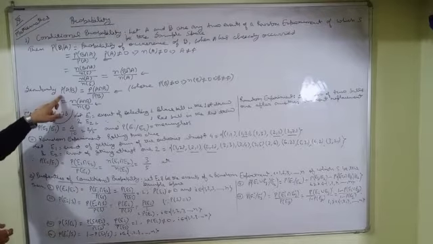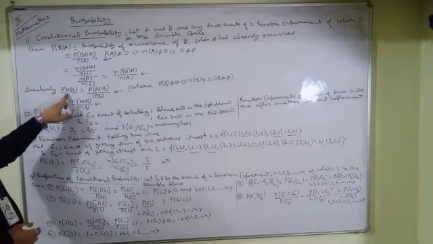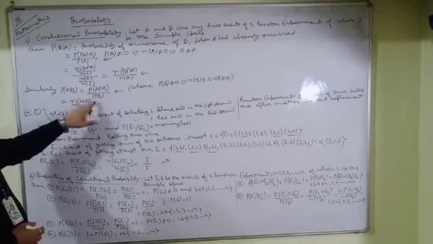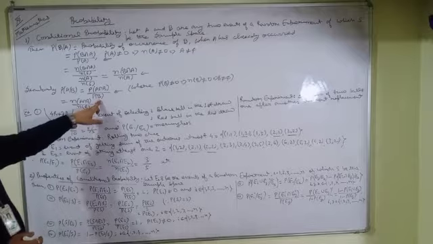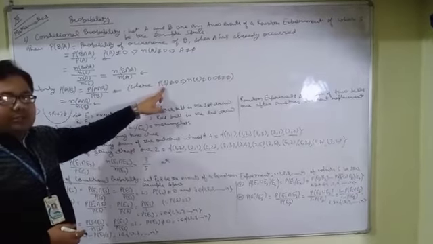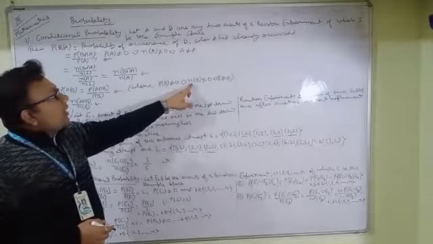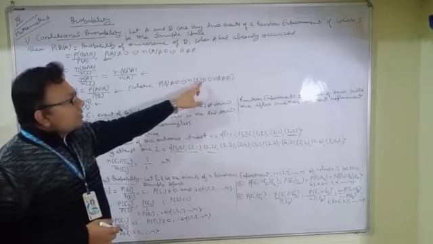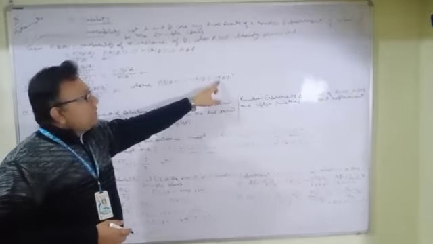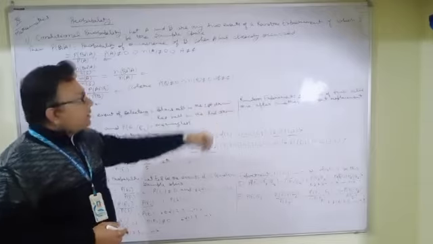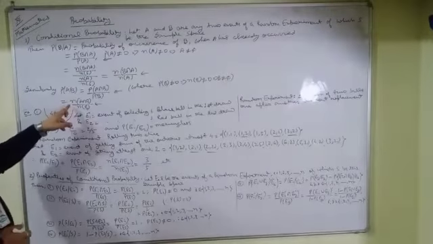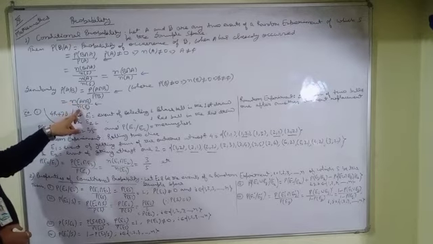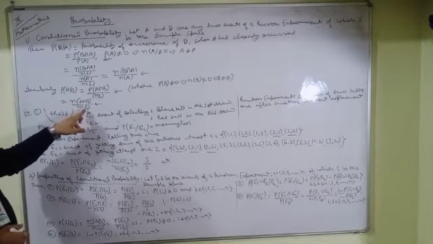Similarly, we can define the probability of occurrence of A when B has already occurred. This is equal to probability of A intersection B divided by probability of B, where probability of B should not be equal to 0. It means that the number of elements of the set B, the number of outcomes favoring B, should not be equal to 0, meaning the event B should not be impossible. So this will be equal to the number of outcomes favoring the event A intersection B divided by the number of outcomes favoring the event B.